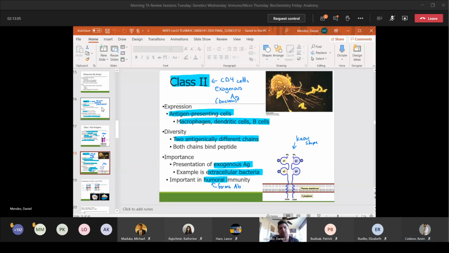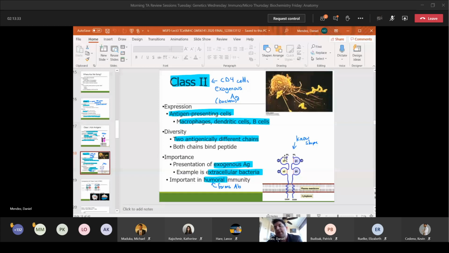Also, like I said before, know the class 1 receptor, what it looks like, that it has 3 alpha units and 1 beta unit, and the 2 alpha units are actually what interact with the antigen. Class 2 has alpha 1, alpha 2, beta 1, beta 2. What interacts is alpha 1 and beta 1. Make sure you know that alpha 1 and beta 1 are the ones that interact with the actual antigen.